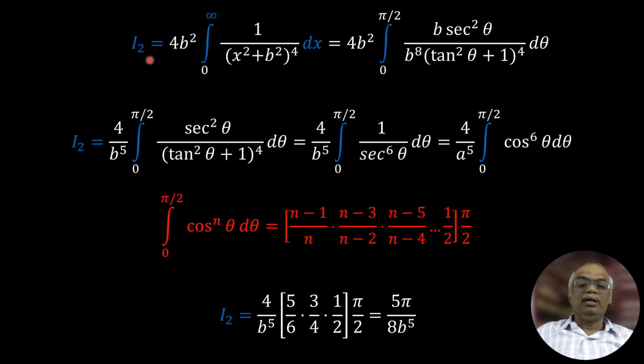And now we have to find the integral I2, which is equal to 4p squared times the integral between 0 to infinity of 1 over (x squared plus p squared) power 4 dx. Use the same procedure followed earlier, that is, x is equal to p tan theta.